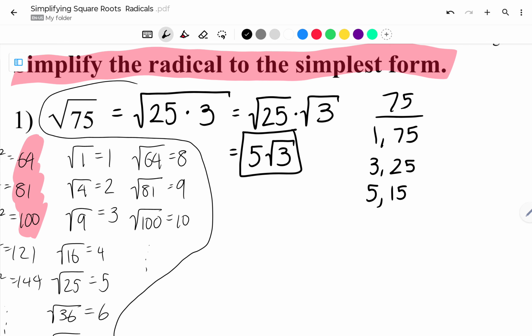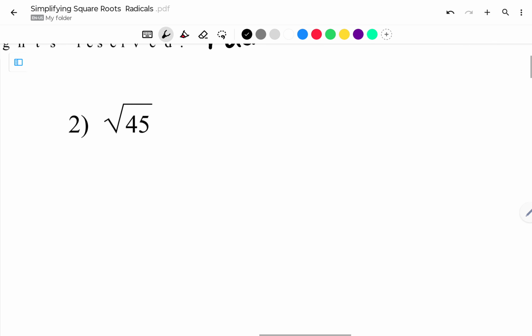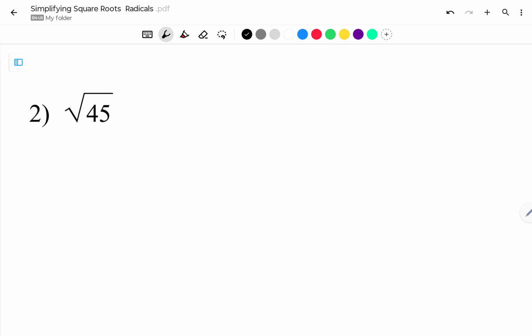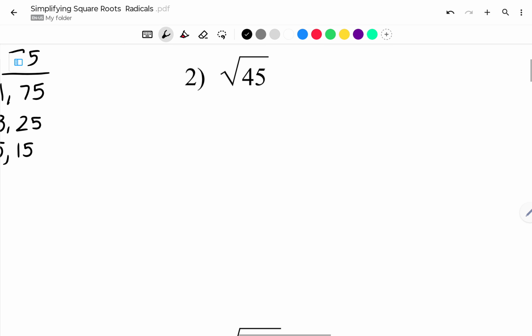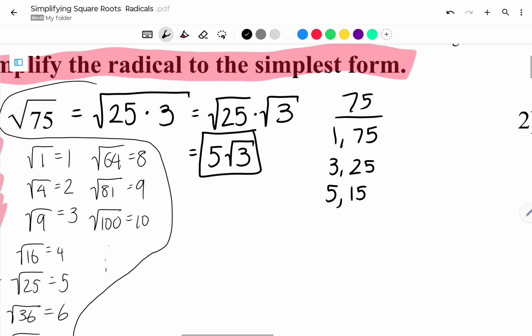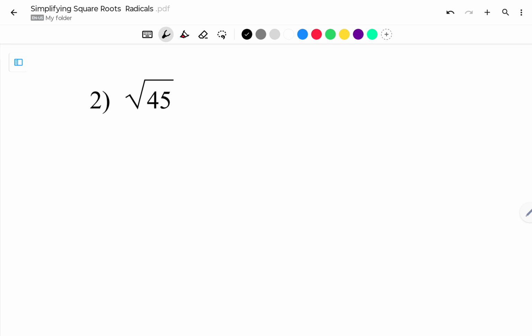Let me show you the other way to do this problem, but I'm going to do it for number 2. It's the same thing, though. And maybe this one's easier, right? So let's try this one out.